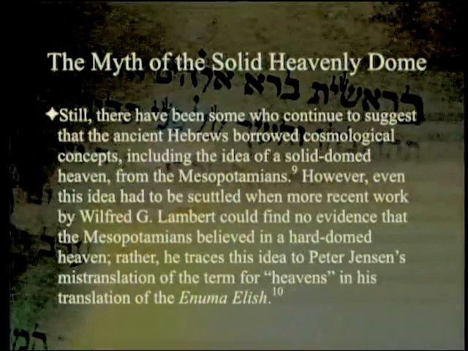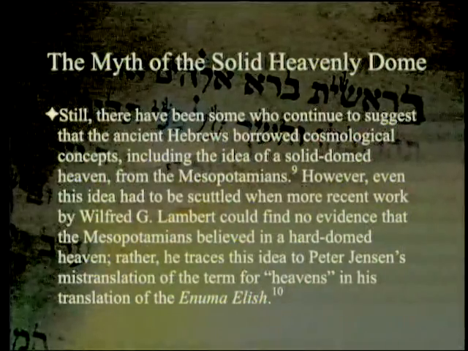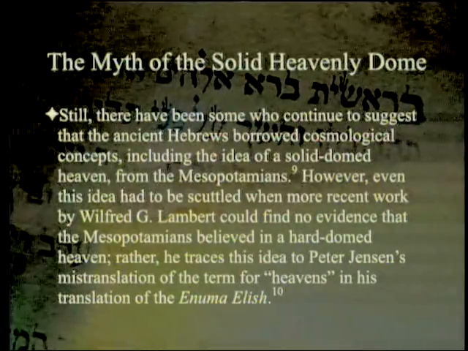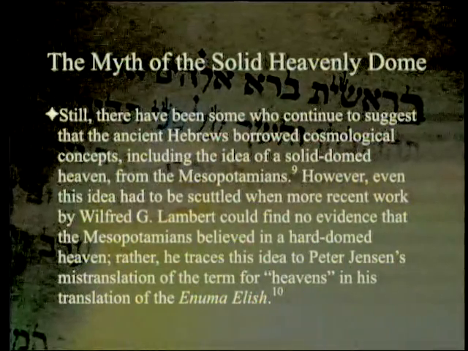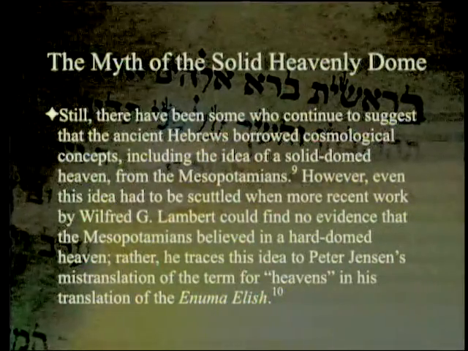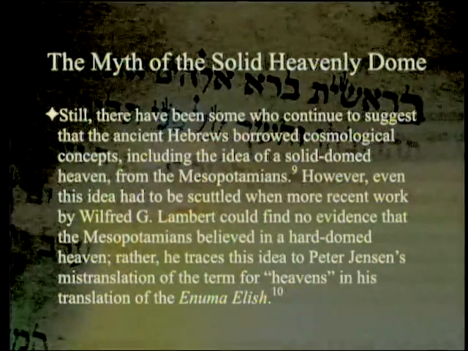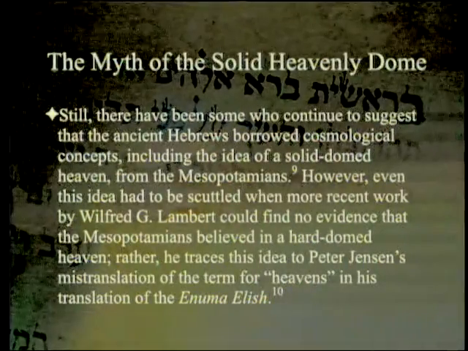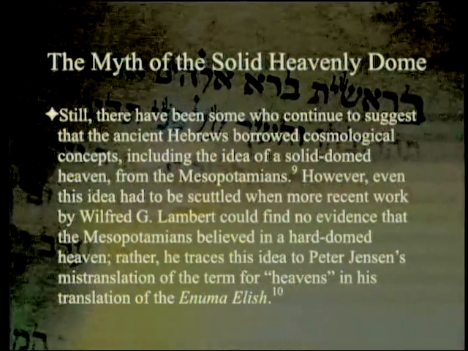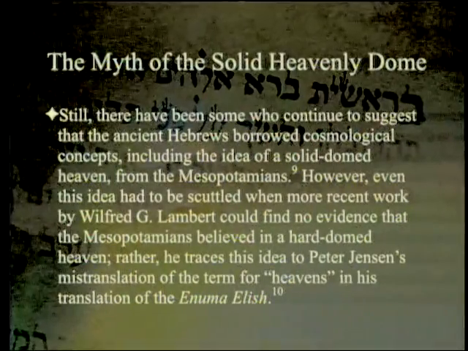Still, after the foundations have been knocked out from under this idea, there have still been some who continue to suggest that the ancient Hebrews borrowed cosmological concepts, including the idea of a solid domed heaven, from the Mesopotamians. However, even this idea had to be scuttled when more recent work by Wilfrid Lambert could find no evidence that the Mesopotamians believed in a hard-domed heaven. Rather, he traces this idea to Peter Jensen's mistranslation of the term for heavens in his translation of the Enuma Elish.